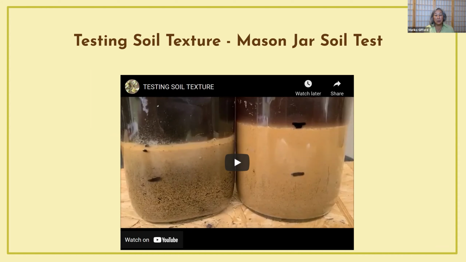It's a really good way. We do this during the course. We get a sample, we shake it up, we let it settle, and then we measure these amounts, and then we put it on that chart so we can identify what texture of soil you have.